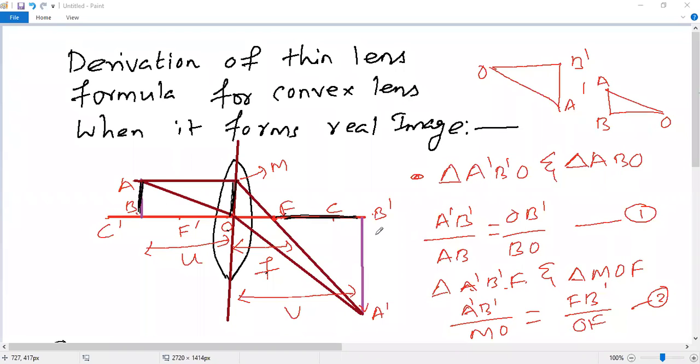This we know very well. Why are we taking C dash C? For the derivation purpose we are taking it. That's all. No need to get confused. Now the first step. I am taking two triangles relevant to the optical center: O, B dash, A dash, otherwise A dash, B dash, O, and triangle ABO. Both are similar, so we can write A dash B dash divided by AB equals O B dash divided by BO. Equation number 1 completed.